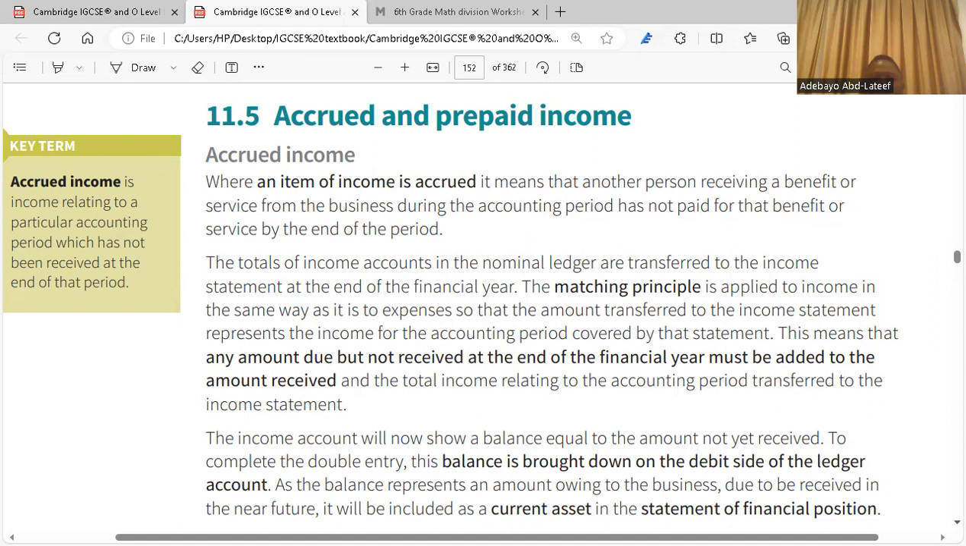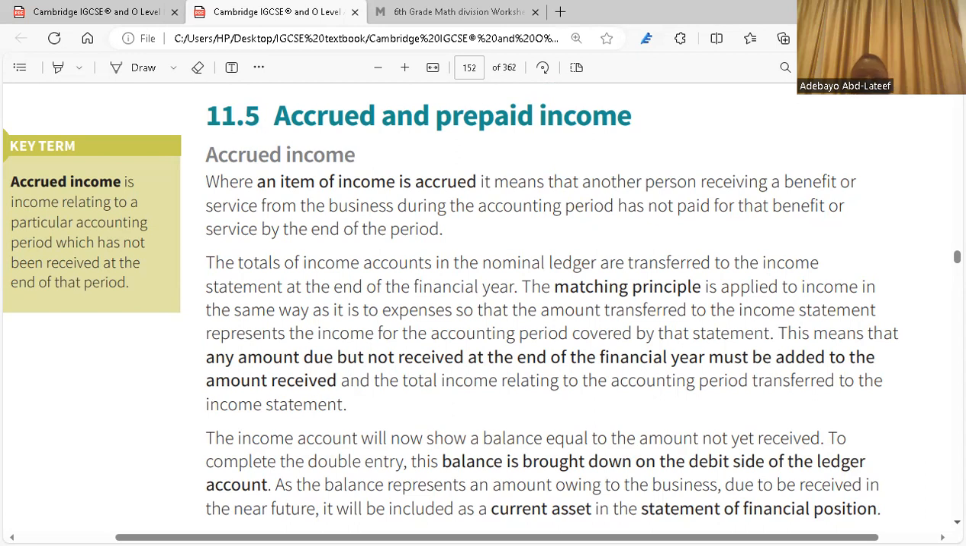So they said the total of income accounts. Let me just read it. They said where an item of income is accrued, it means that another person receiving the benefit of service from the business during the accounting year has not paid for that benefit or service by the end of the period. So at the point of preparing your income statement, the individual to whom the business has rendered a service has not paid for the service. That's why I call it accrued income. So it goes to our statement of financial position as income receivable. Is it clear? Yes. All right.